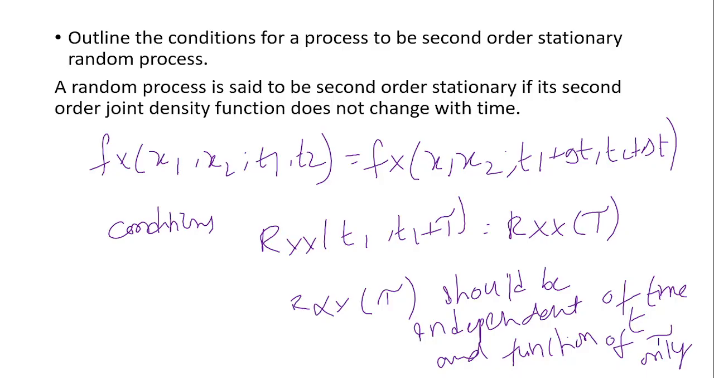The process is second order stationary if its second order density function does not change with time. Write this formula and then write the condition.